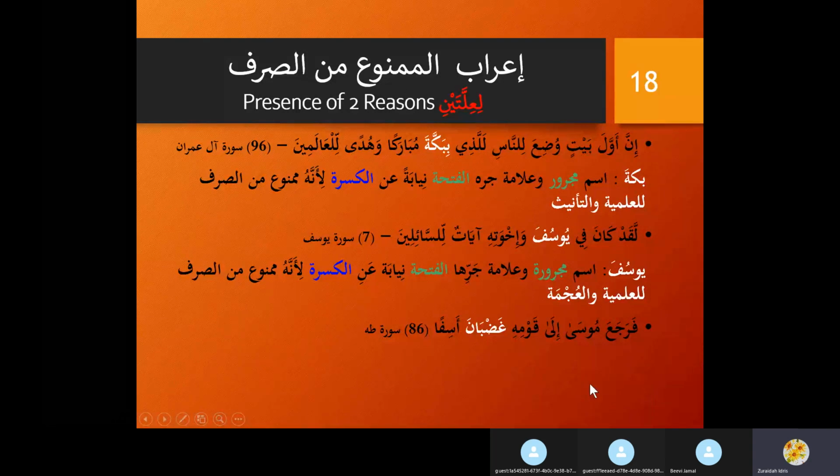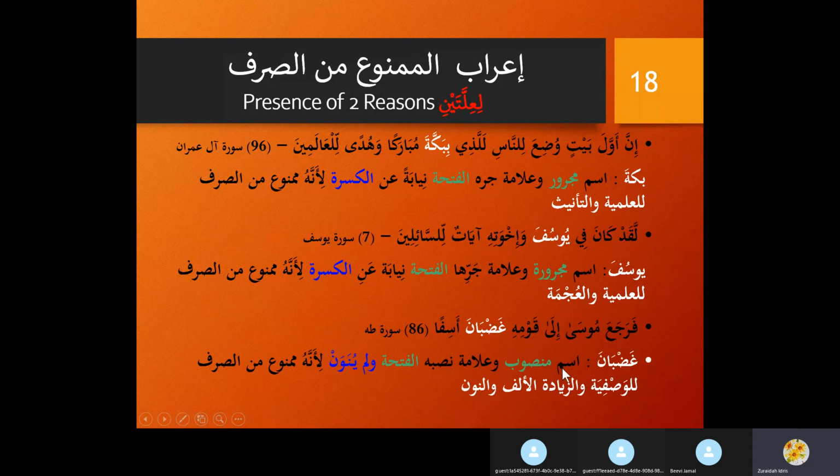Mamnu min as-sarf. So in this case, it's a normal isim mansub. The alamat of its nasb is the fathah. But we need to add this: walam yunawan. Walam yunawan means it did not take tanwin. It did not take tanwin because it's mamnu min as-sarf, it's wasfiyah, and as well as it has alif and nun. Yeah, it's wasfiyah. All right. Is that okay? Got that?